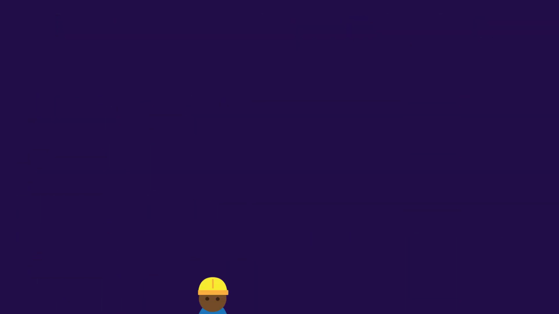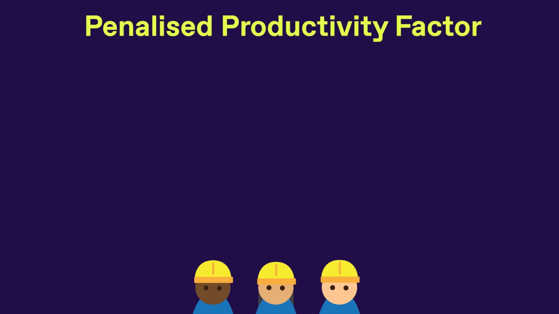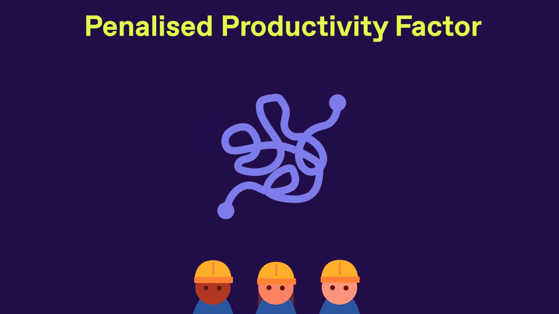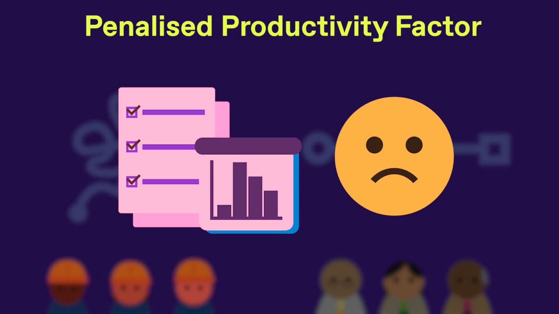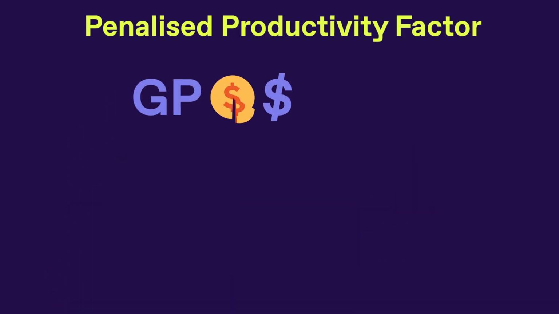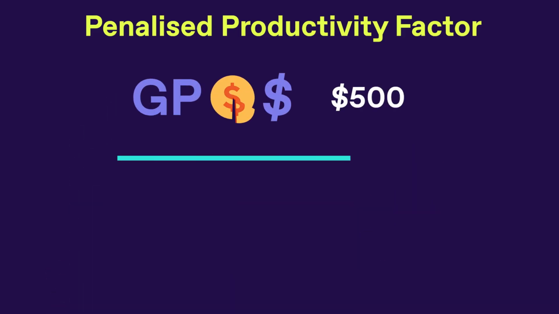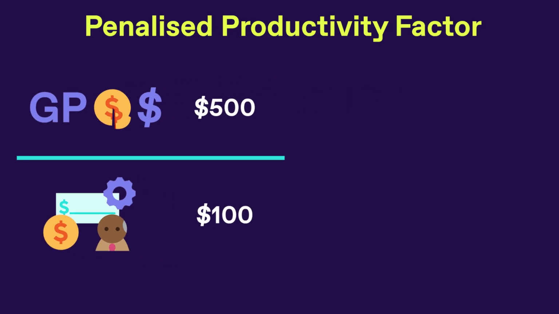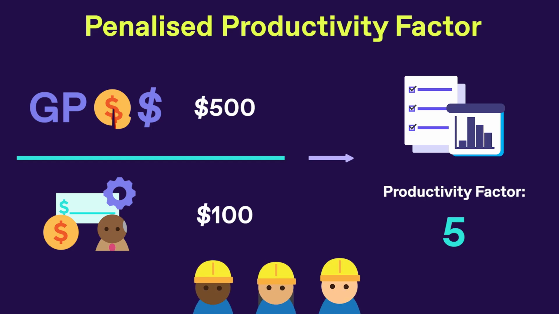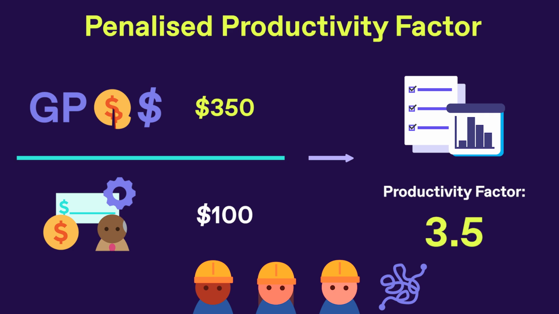The flip side is if your operating team, your gross profit creators, become inefficient, but you've got a very efficient admin team, you can still get penalized on your productivity factor. For example, if you're producing $500 worth of gross profit and you've got $100 worth of admin wages and support costs, that's a productivity factor of 5. But if your team become inefficient in the operations and they produce $350 worth of gross profit on the same admin wages and associated costs, your productivity factor drops down to 3.5 as a result.